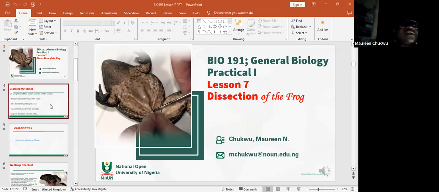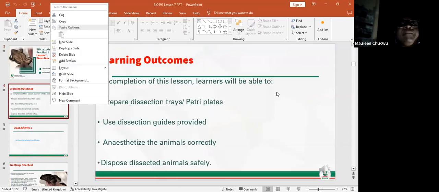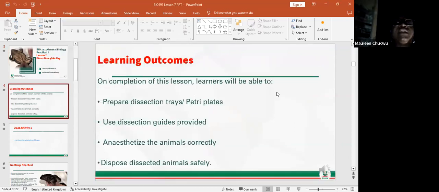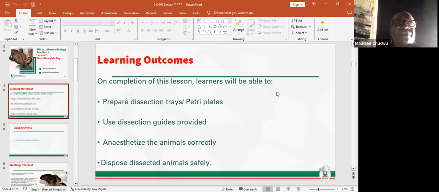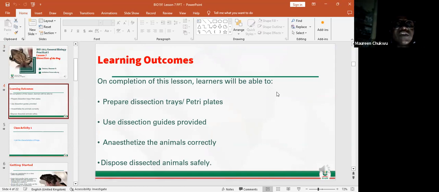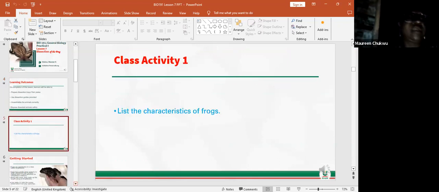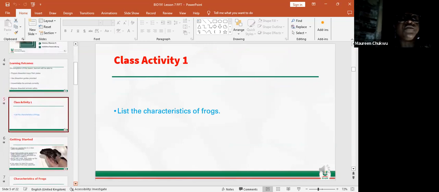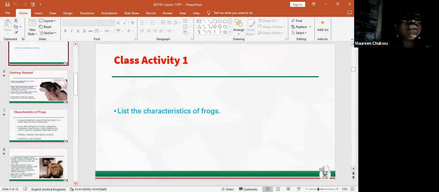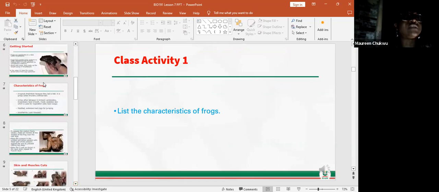These are the expectations: that on completion of this lesson, you'll be able to prepare dissection trays or petri dishes, use the dissection guide provided, assess the animals correctly, and dispose of dissected animals safely. Activity. The first activity you are going to undertake at this point is to list the characteristics of frogs.